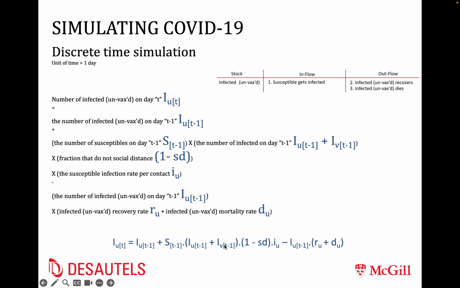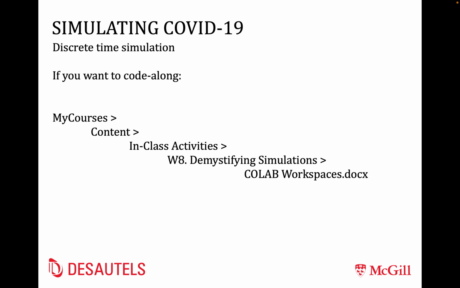We have a simple statement which can be read in English or in the language of mathematics, and this tells us how the number of infected unvaccinated individuals changes over time, and you can make a similar statement for each of our stocks. I'm not going to do that right here, but you'll see it when we get to the programming. Because now, let's get to the actual coding activity.